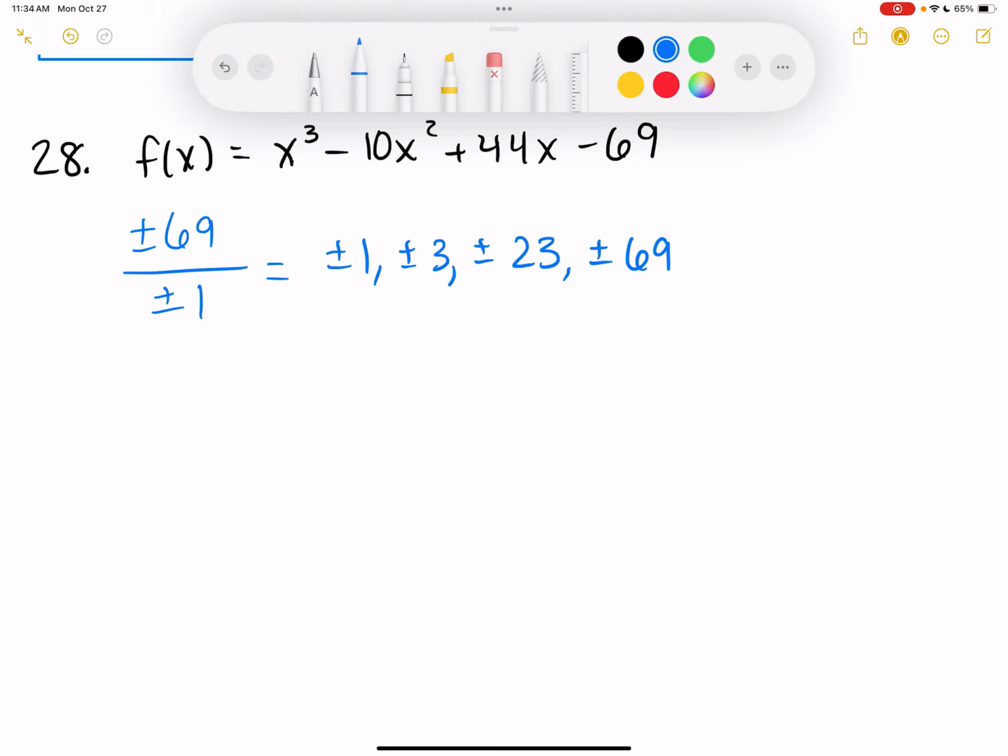Oh, I was like, what is happening? There we go. All right, any other ones or just 3? 3. All right, so let's check 3 and see. So we put that into synthetic. Make sure you watch in case any numbers are missing. We've got 1, -10, 44, and -69.